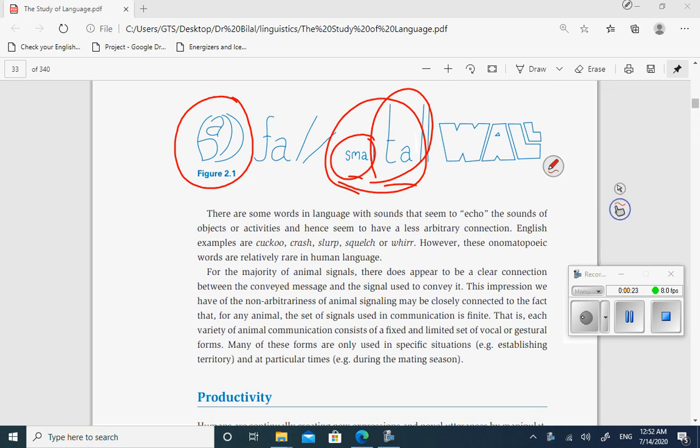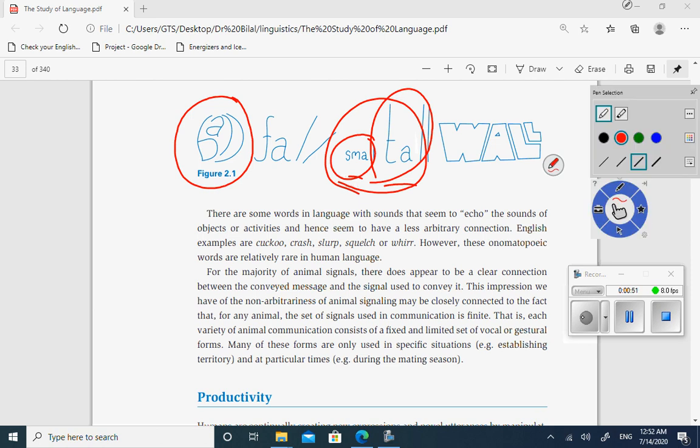Talking about the relation between the written form and the meaning of the word, or the linguistic form and the meaning, is arbitrary, totally arbitrary for human languages. Now, for animals, it appears that there is no clear connection between the conveyed message and the signal used to convey it. Again, I just want to underline this for you.